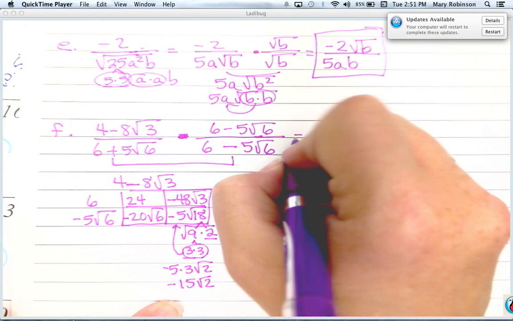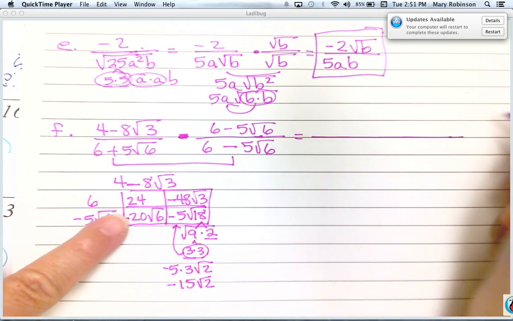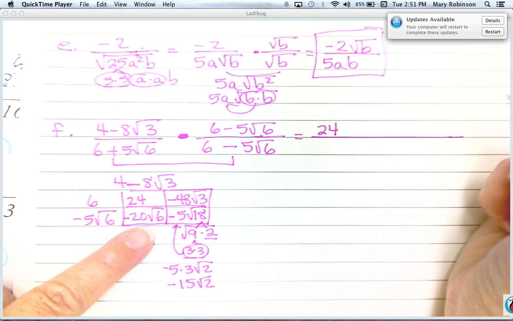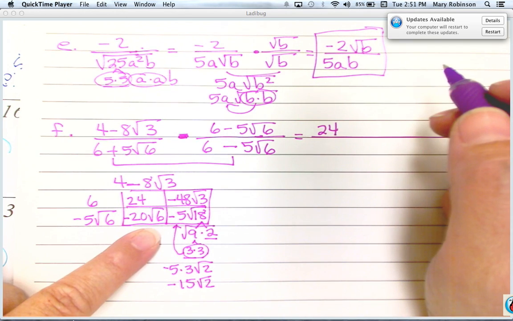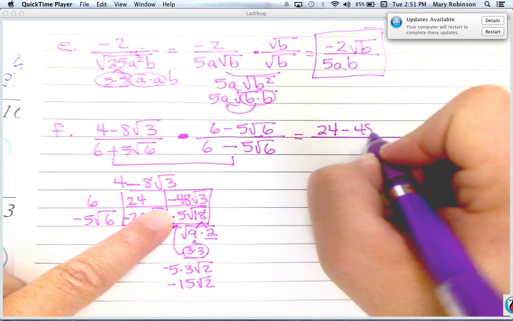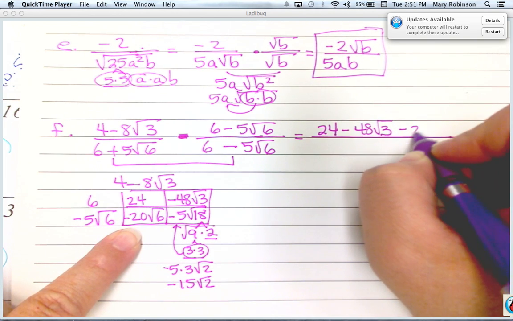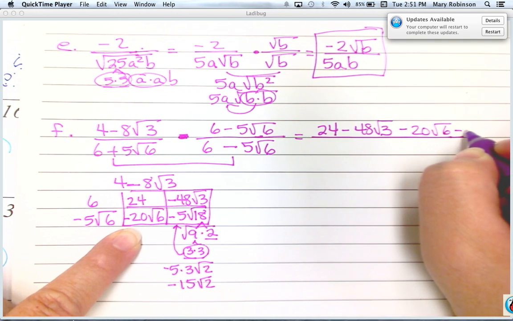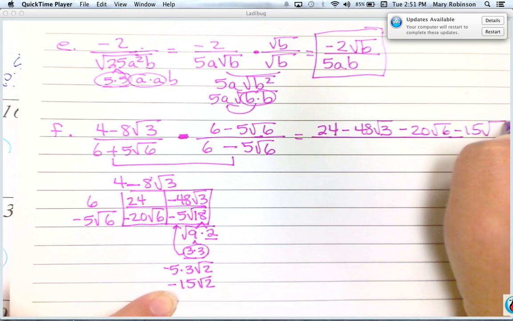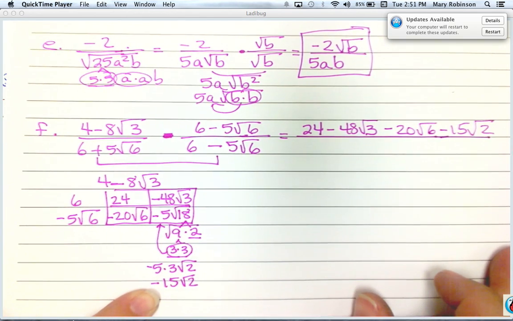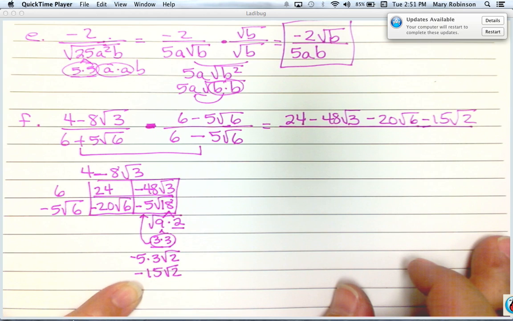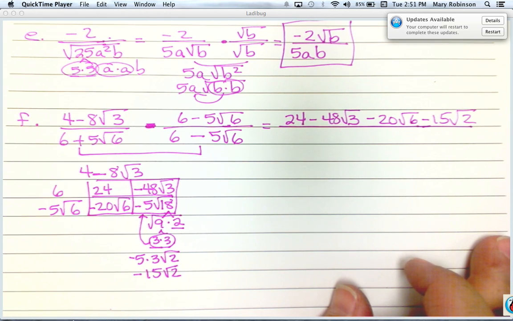So that means our numerator, when we distribute and simplify, should be 24. We do not have any like terms. Minus 48 square roots of 3, minus 20 square roots of 6, minus 15 square roots of 2. Now, if you have these terms in a different order, that is perfectly fine. So don't worry about that.